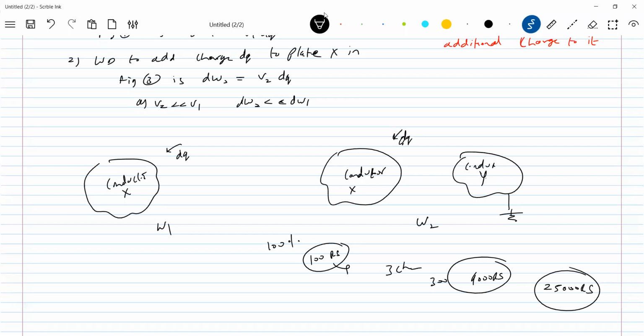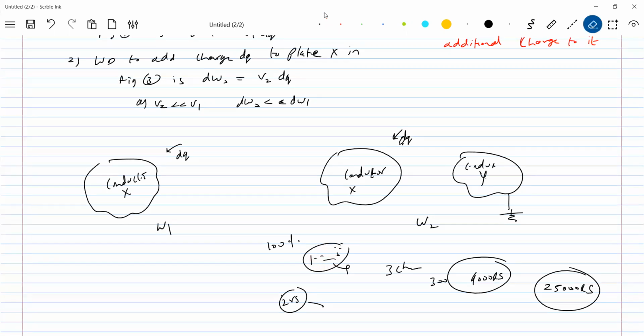Now instead, what happens if I bring an earthed conductor? Then it may charge around, say, 2 rupees for full charge. The reason is that we have just decreased the potential of the conductor. Then I have to do less work. That's the basic idea. So whenever we are adding a charge to a system, I'll follow this particular convention.